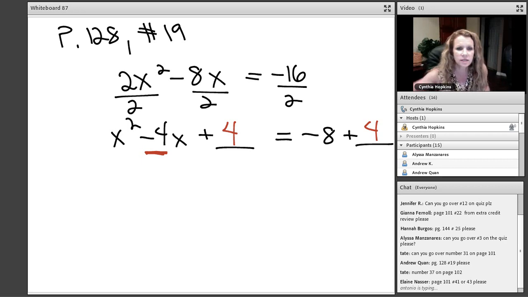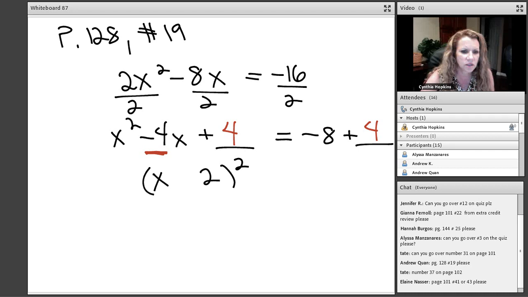All right, the whole reason this is called completing the square is because we just created a perfect square trinomial. So that, of course, factors into the square of a binomial. You take the square root of x squared, you take the square root of 4, and you take the sign of the middle term. Okay, you all should know how to factor that. And then when I add those two numbers together, I get negative 4.